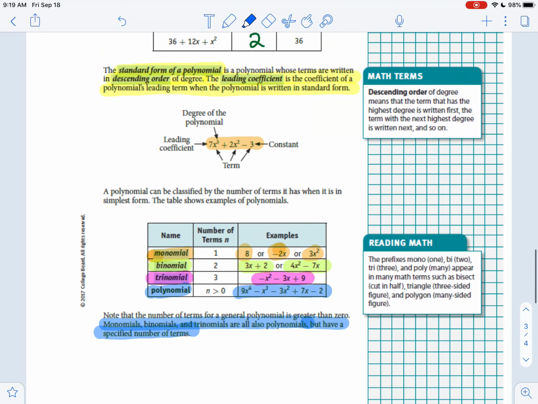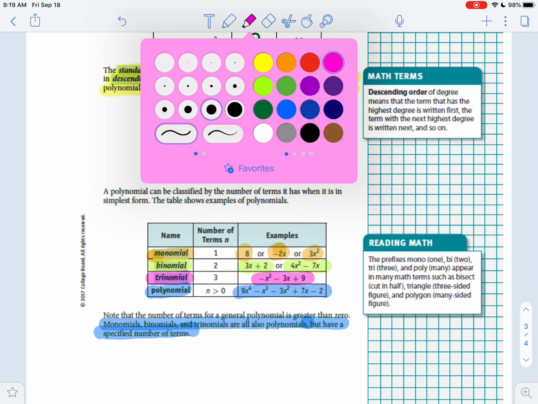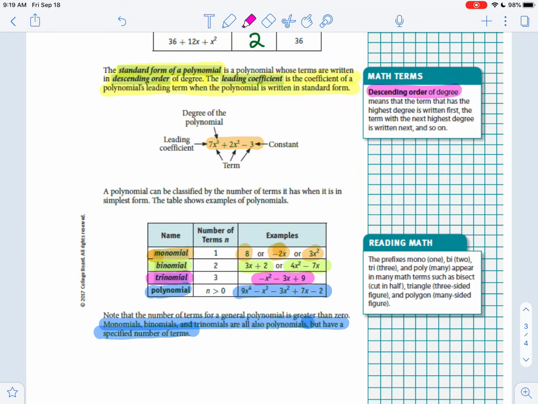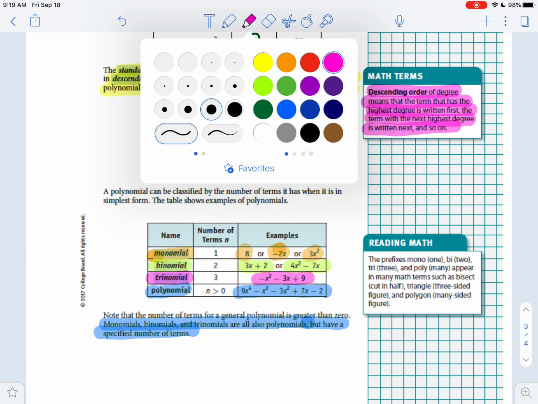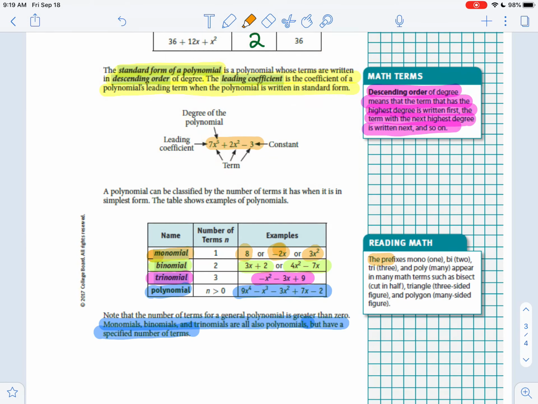Okay, a couple things on the side that I'll note. Descending order. Okay, descending order of degree means that the term has the highest degree written first, the term with the next highest degree is written next, and so on. And then also just some of the language, the prefixes. Mono means 1, bi means 2, tri is 3, and poly means many. You'll see these terms all throughout mathematics, such as bisect, which means cut in half, or triangle, which means 3-sided figure, and polygon, which means a many-sided figure.